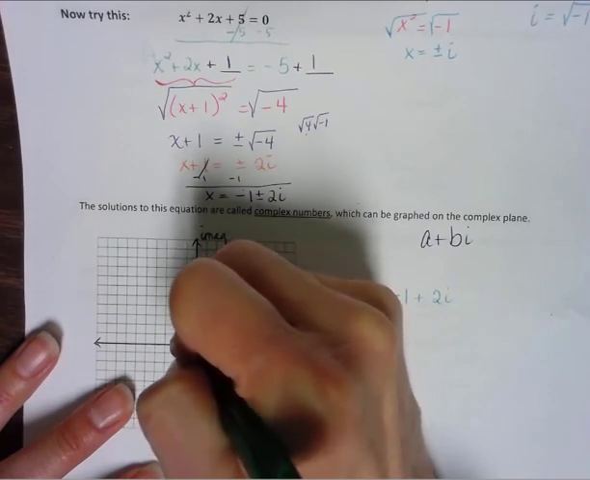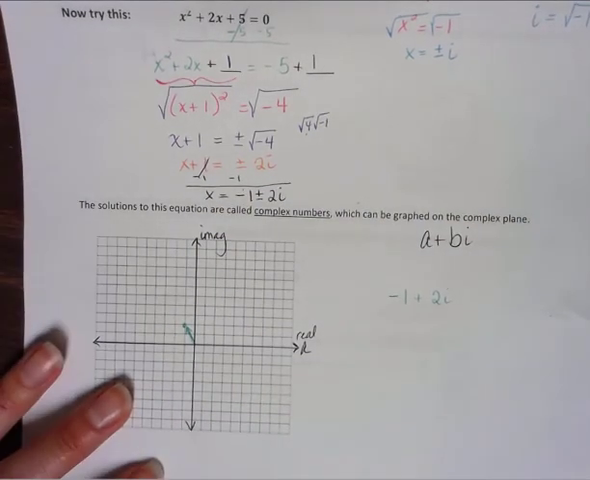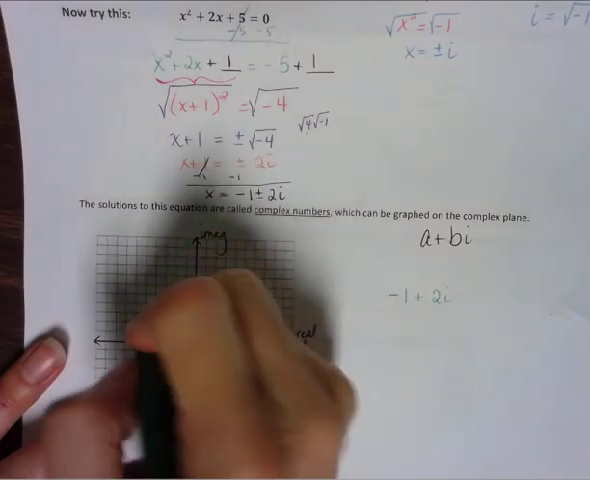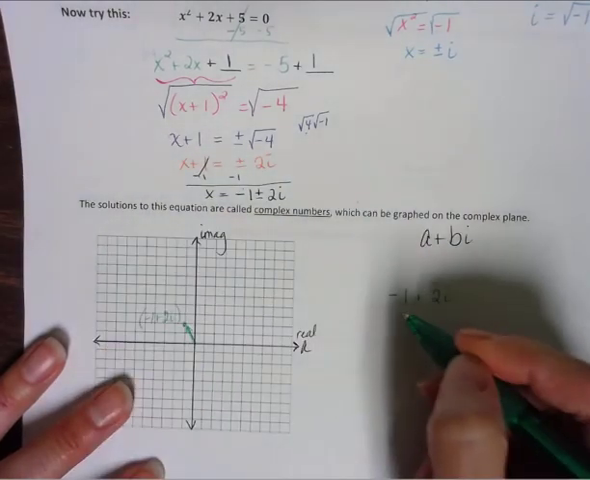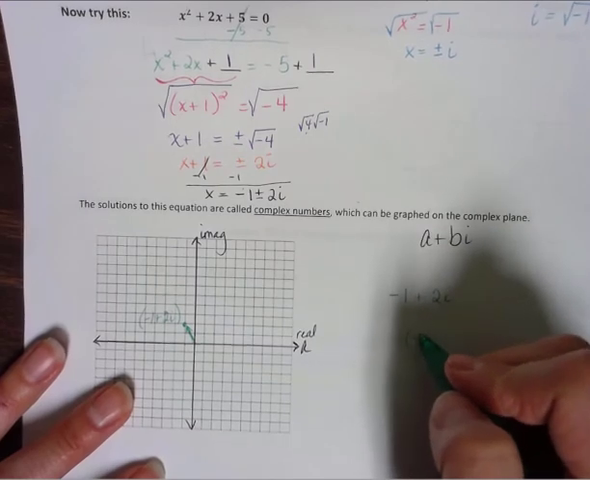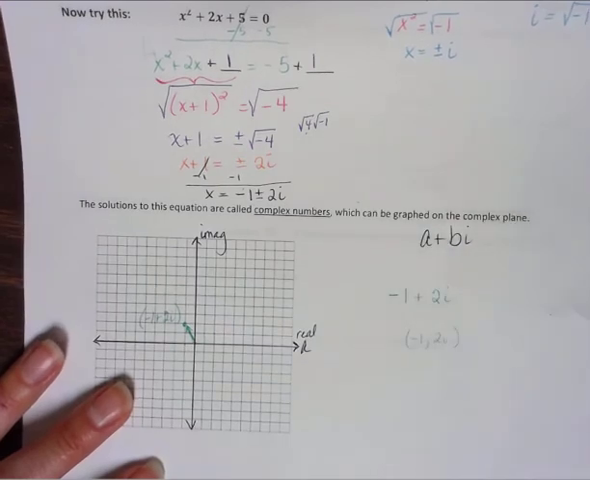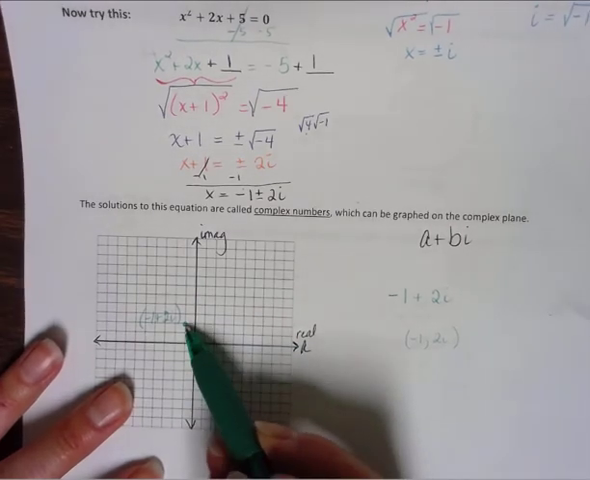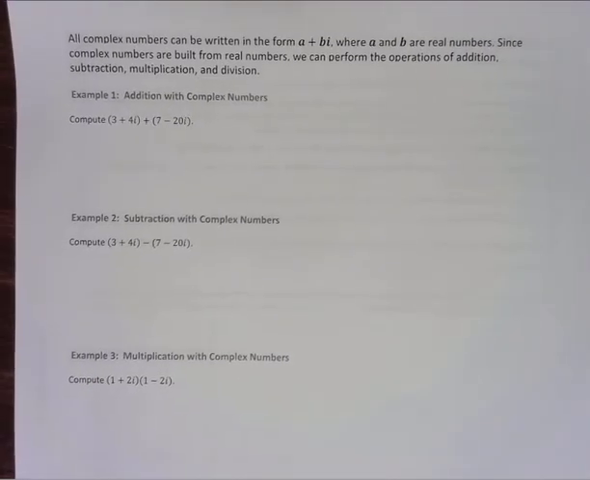And generally, these are graphed as vectors. So you would put a little arrow like that going to the point, and that would represent negative 1 plus 2i. So it's almost like you can think about this as being like a coordinate point, negative 1, 2i, and that's how you would graph it, and then you just need to have your little vector representing it.